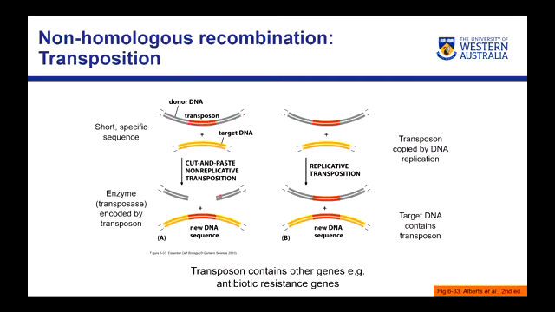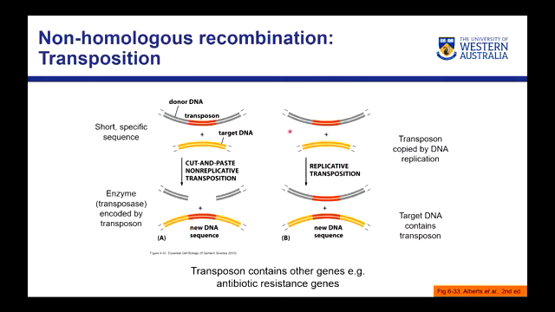So you get the cut and the paste done by these transposase enzymes, which are actually encoded on the transposon itself. So it carries the machinery it needs in order to do this process. And so it's cut out of the donor and enters into the target DNA sequence, as shown here. Now, you can also get replicative transposition.